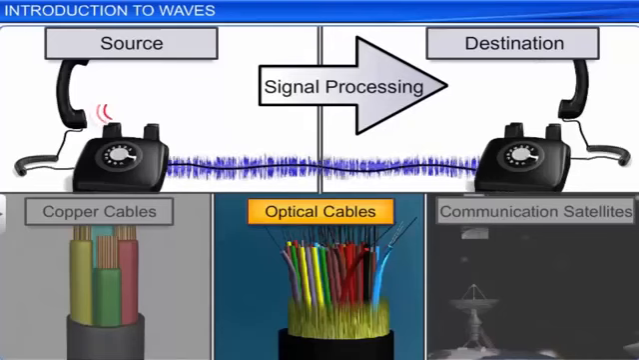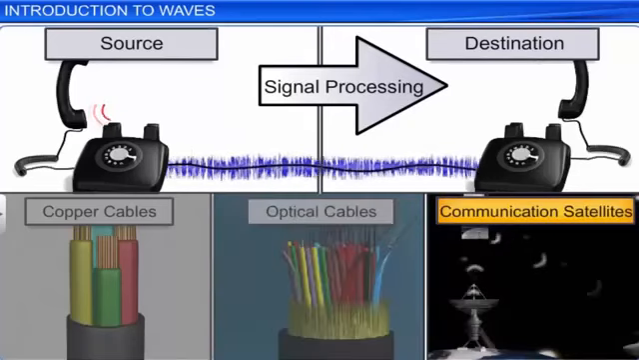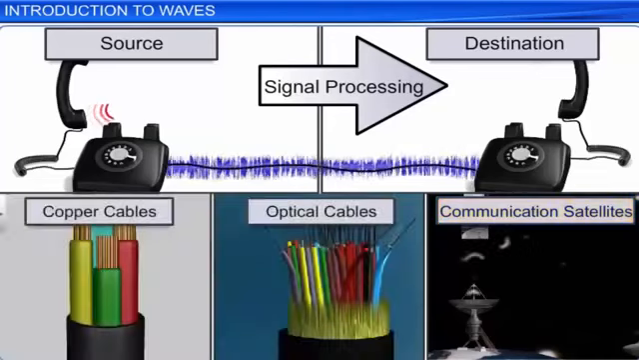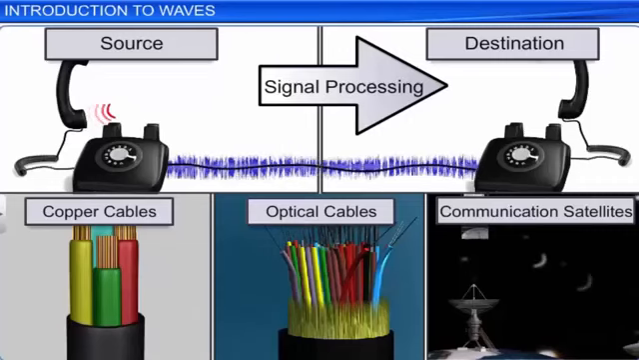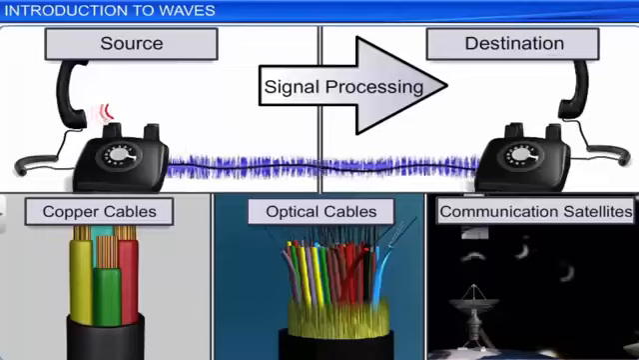It is not only solids, liquids and gases, waves can also travel through a vacuum. For example, sunlight travels through a vacuum before it reaches the Earth's atmosphere.